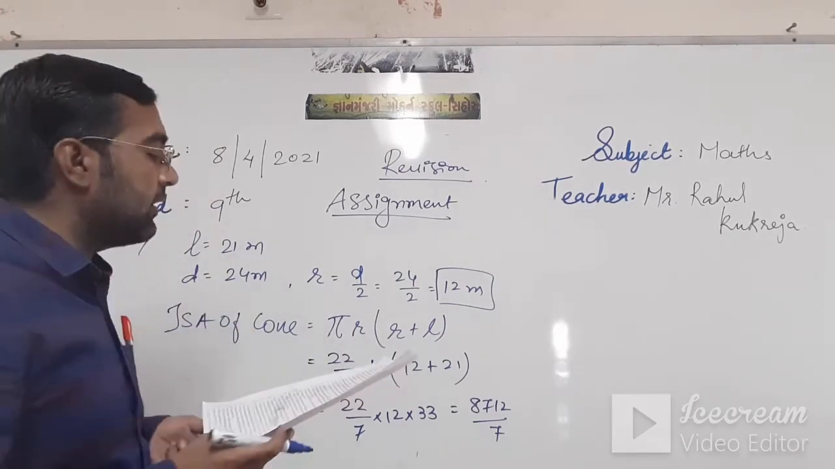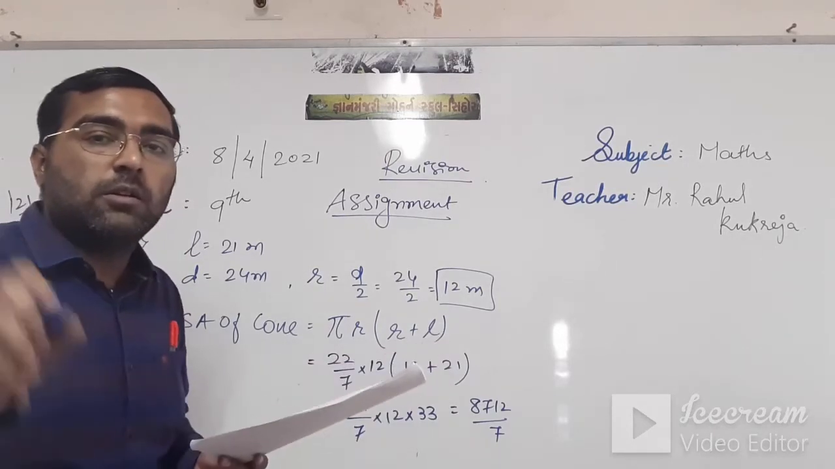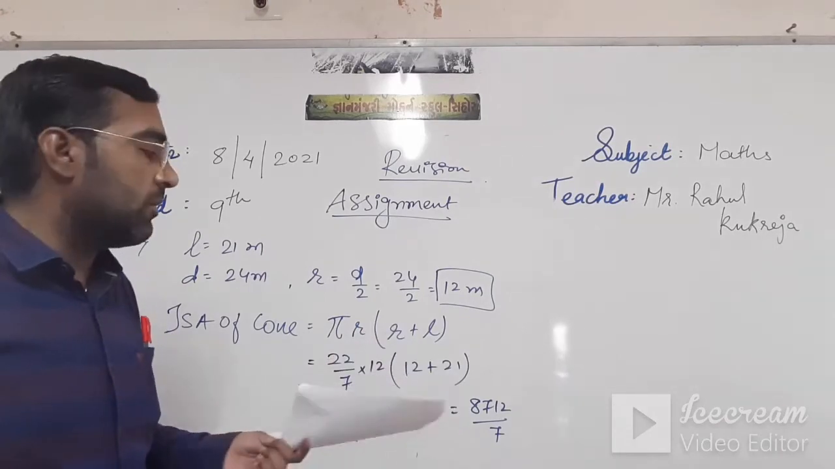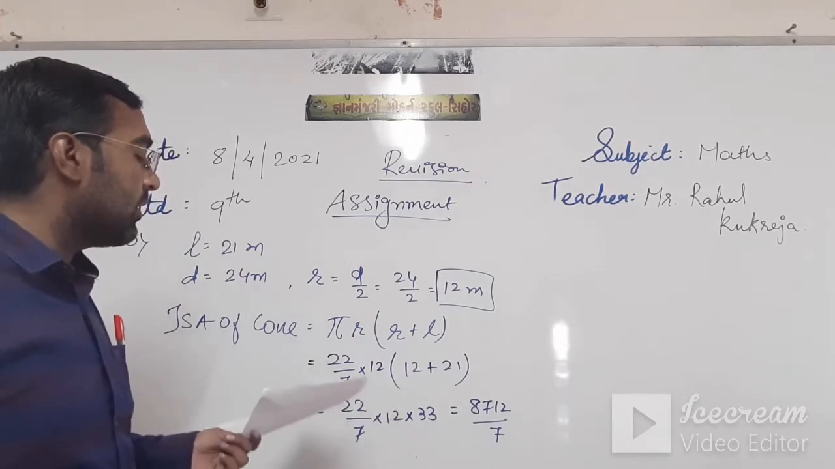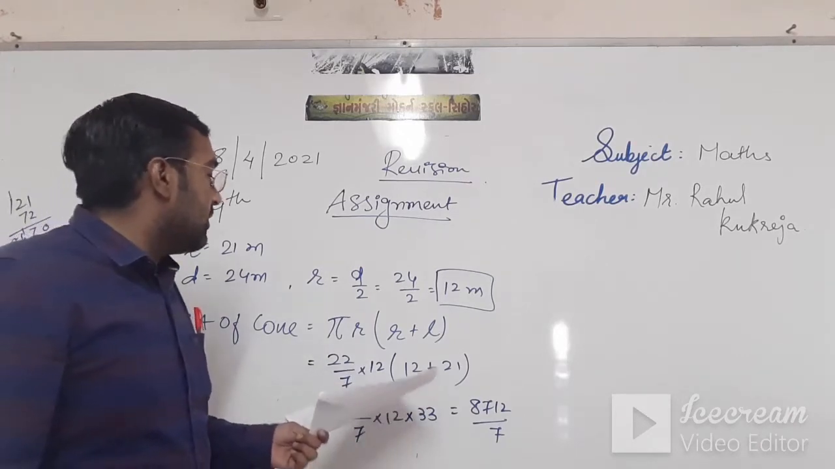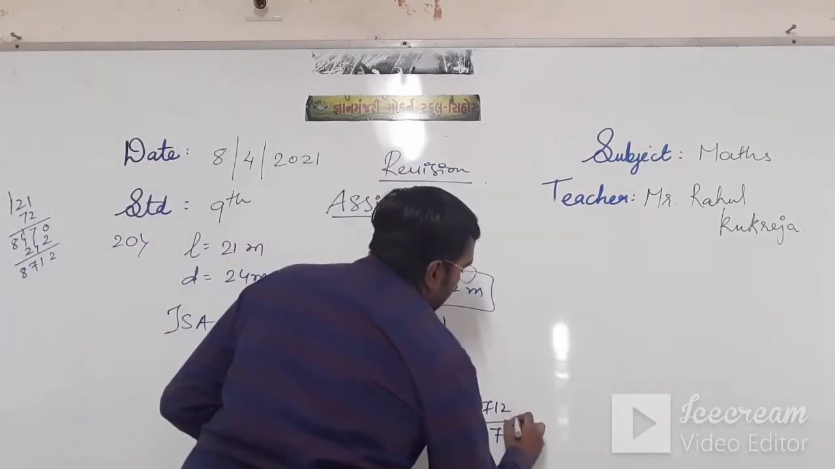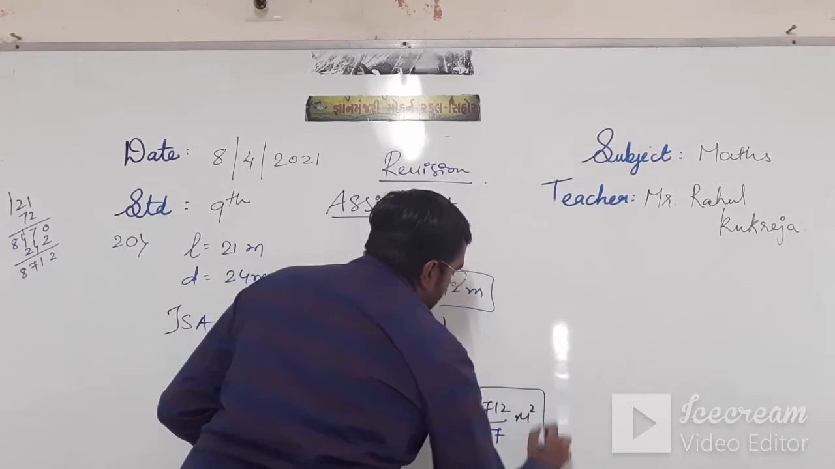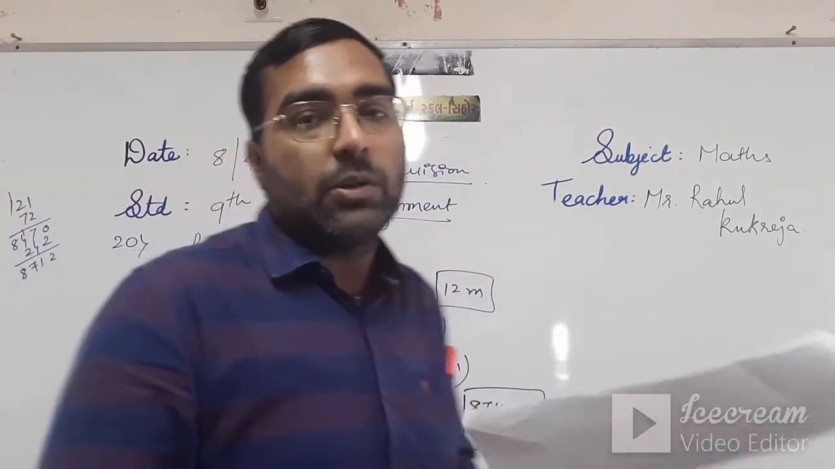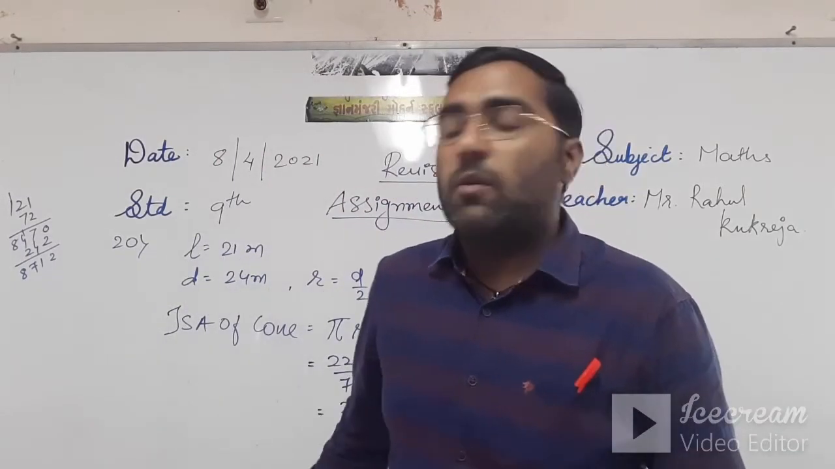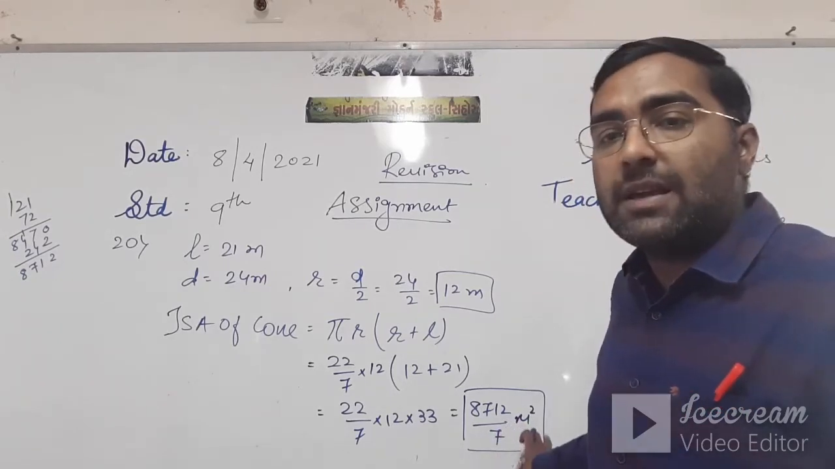If it is not correct, then comment what the answer of this multiplication is. This is the answer of question number 20, and I am writing that in meter square. This question is a 1 mark question, so we are writing 8712 divided by 7 as it is.